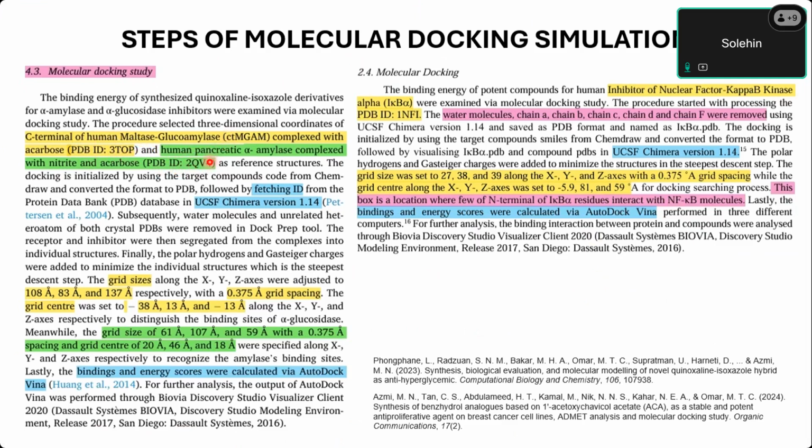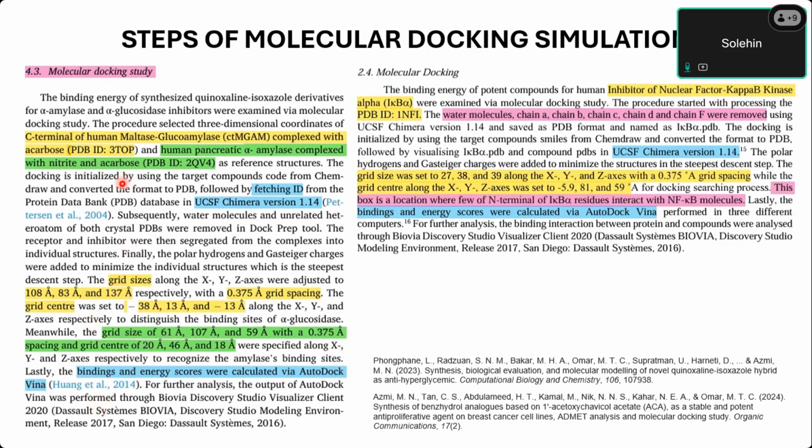Here, they use two types of proteins because they do two types of assay. One is alpha glucosidase, one is alpha amylase. So they use two types of protein here. And the software that they use is UCSF Chimera. UCSF Chimera is the interface, and the binding energy score was calculated by AutoDock Vina. It means that they use UCSF Chimera in tandem with AutoDock Vina.